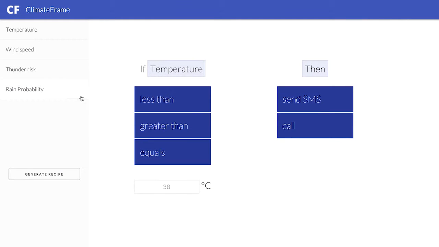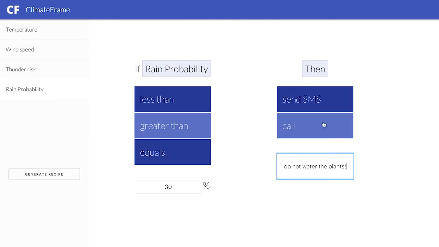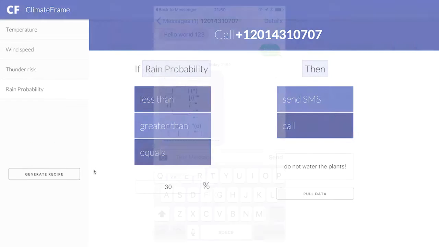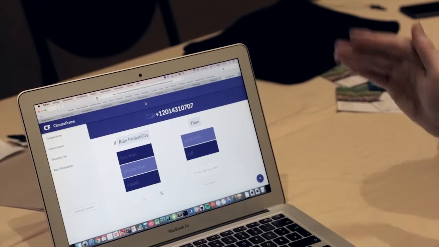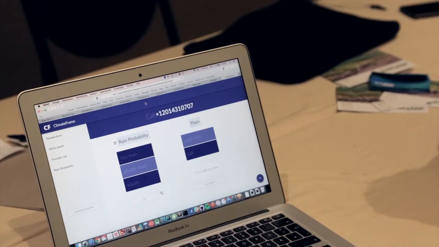Then you could say if the rain probability is greater than 30%, then send a text message that says, do not water your plants. Then you generate this sort of recipe, which essentially means if this happens, then you'd get this output, and it would pop up the number that people have to call. They sign up for the service, and if this ever becomes true, where the rain probability is greater than 30%, they will be sent this message. That's our idea.